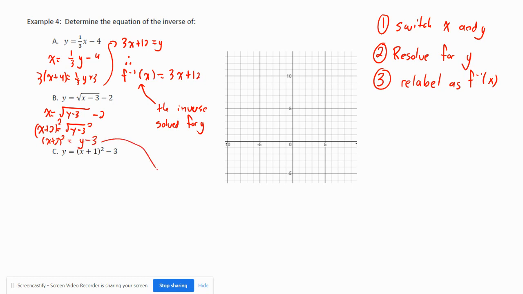And therefore, I'm going to get y equals (x plus 2) squared plus 3. So that means f inverse of x is (x plus 2) squared plus 3. And something's a little bit different about this one. If we look at our original function and graph it in our calculator, we're going to see something like this.